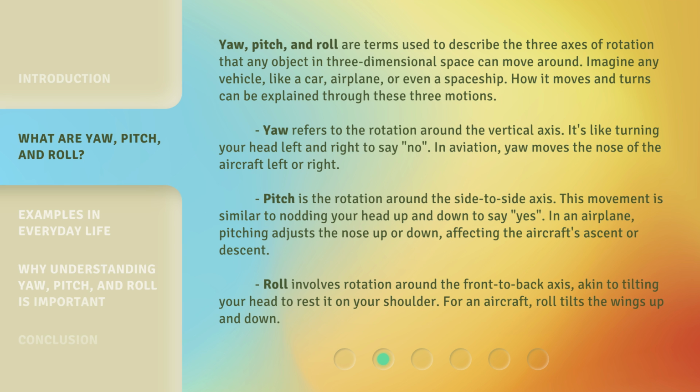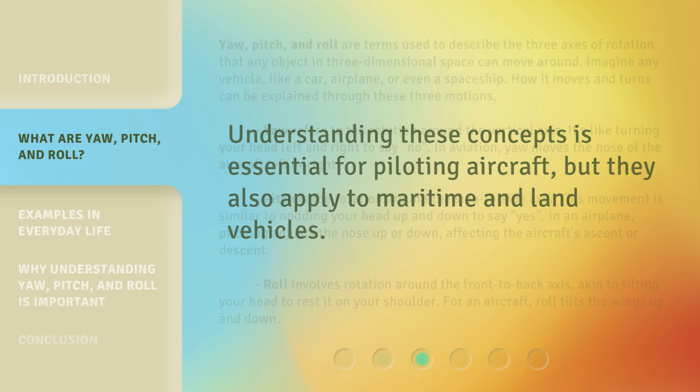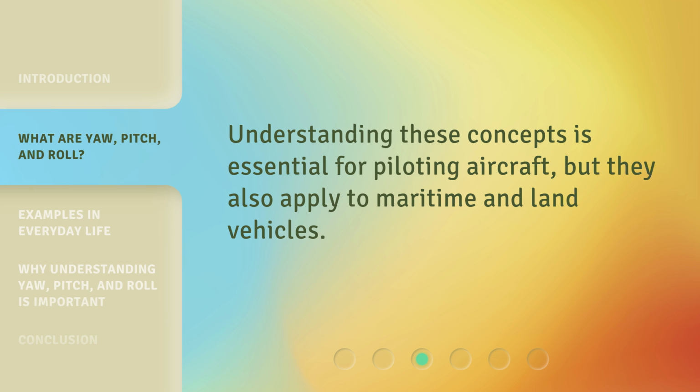Pitch is the rotation around the side-to-side axis. This movement is similar to nodding your head up and down to say, yes. In an airplane, pitching adjusts the nose up or down, affecting the aircraft's ascent or descent. Roll involves rotation around the front-to-back axis, akin to tilting your head to rest it on your shoulder. For an aircraft, roll tilts the wings up and down. Understanding these concepts is essential for piloting aircraft, but they also apply to maritime and land vehicles.